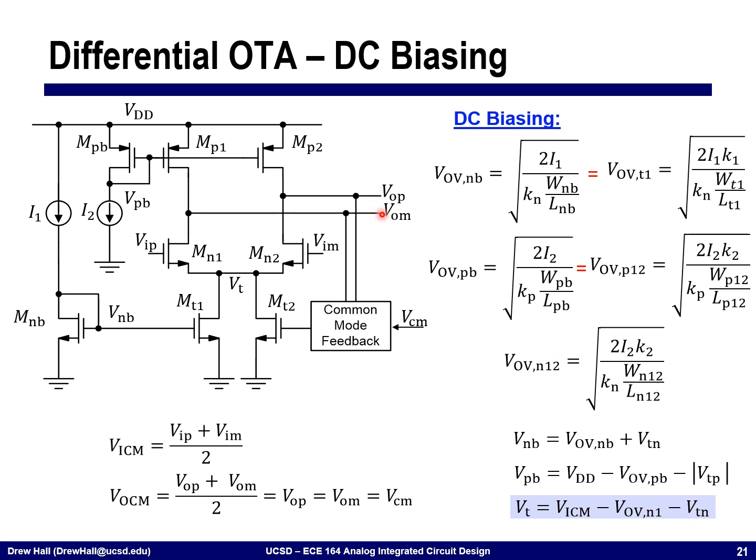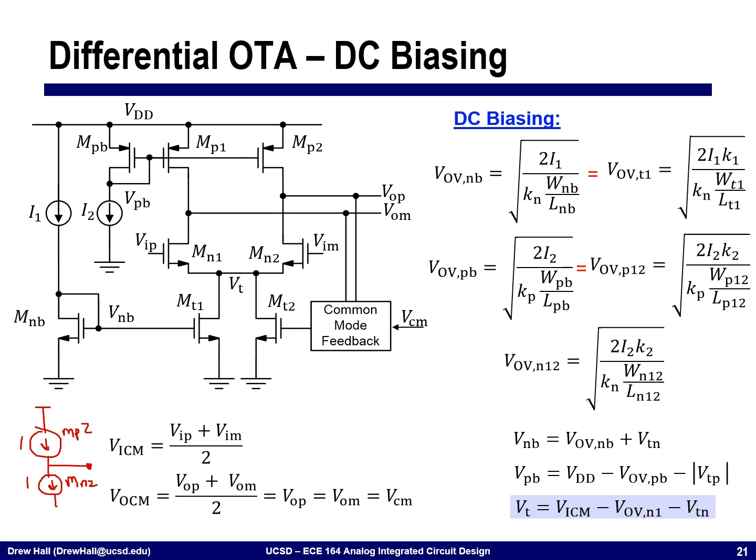Importantly, I'm not calculating VOM or VOP here for the same reason that I was describing earlier, that this really looks like two current sources. This one due to MP2, this one due to MN2, and if I have two perfect current sources, it doesn't matter what voltage is here, they're both going to pull I current through them.